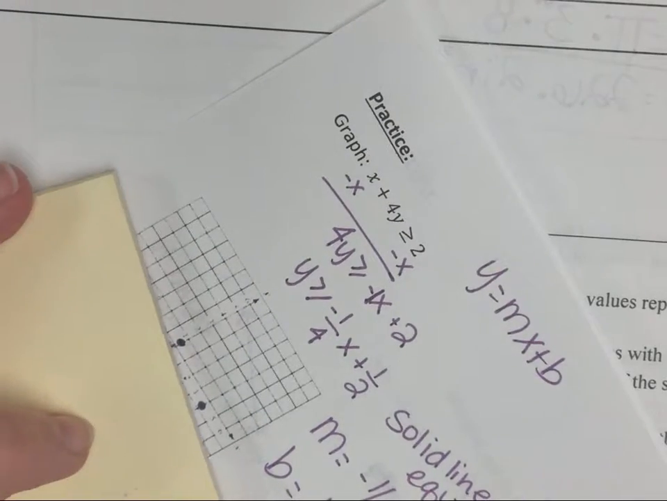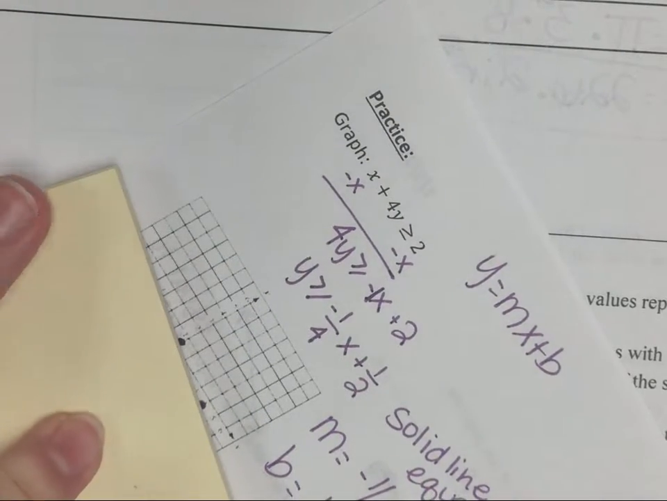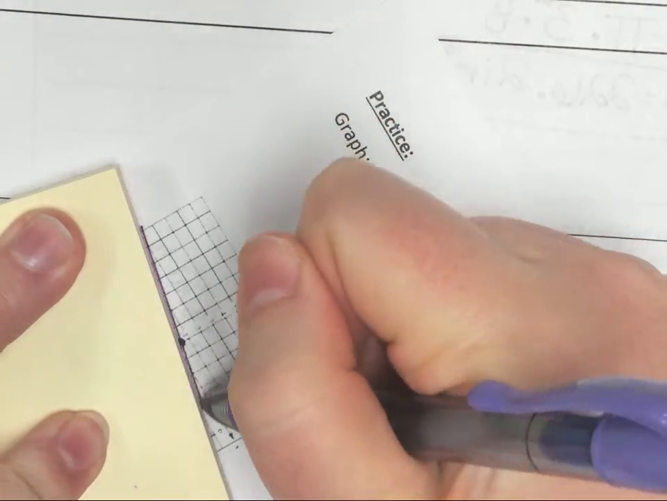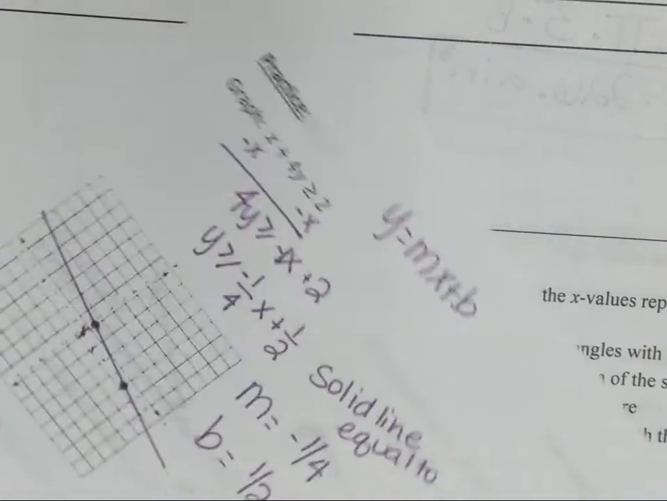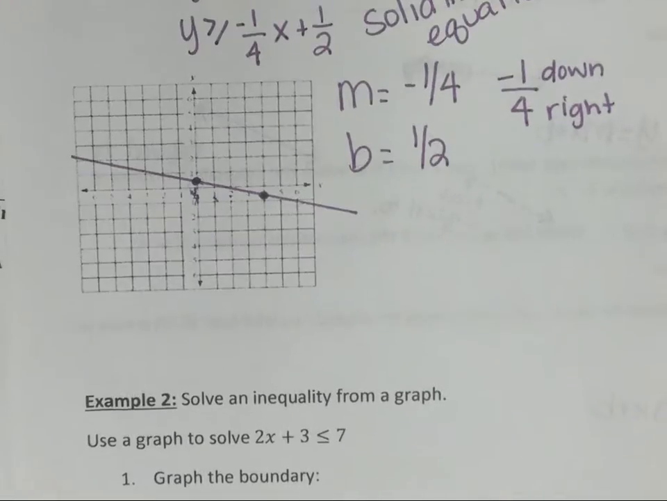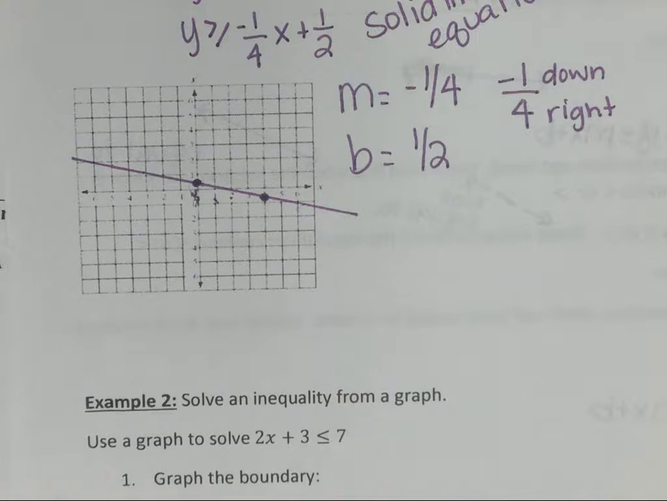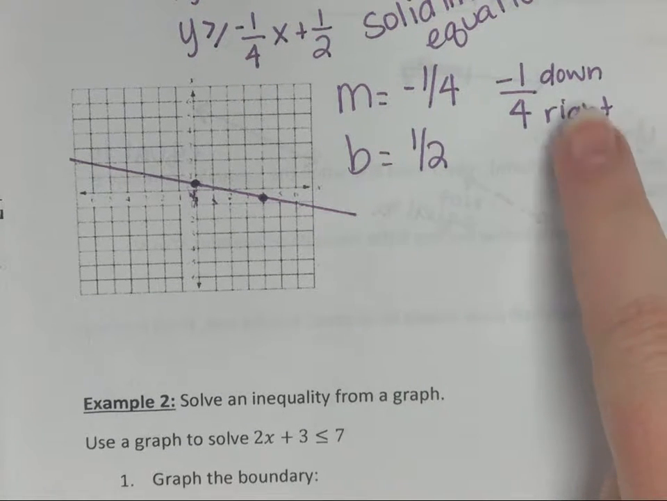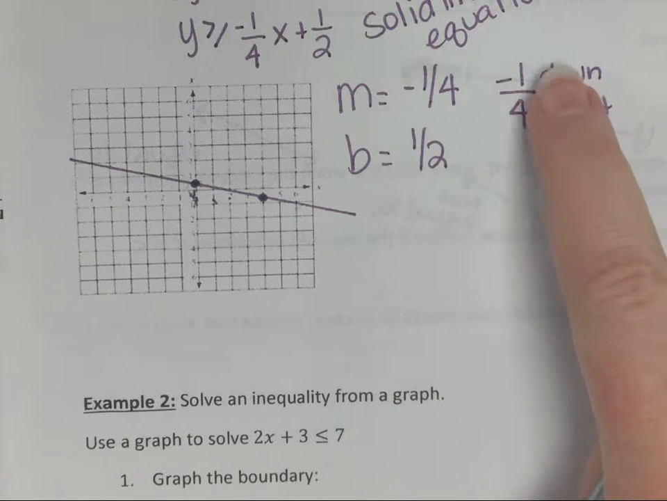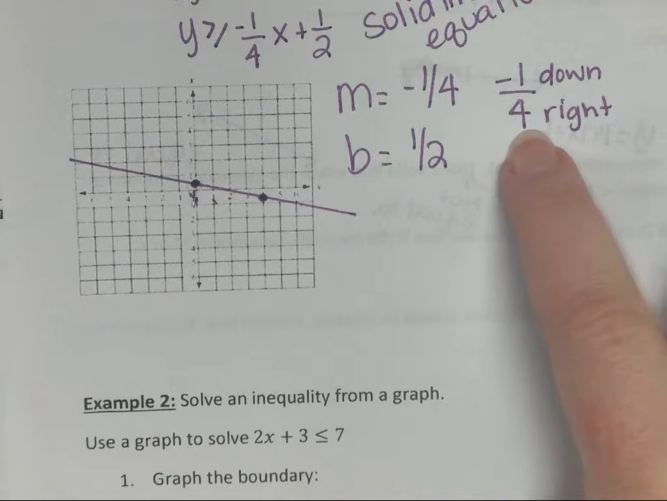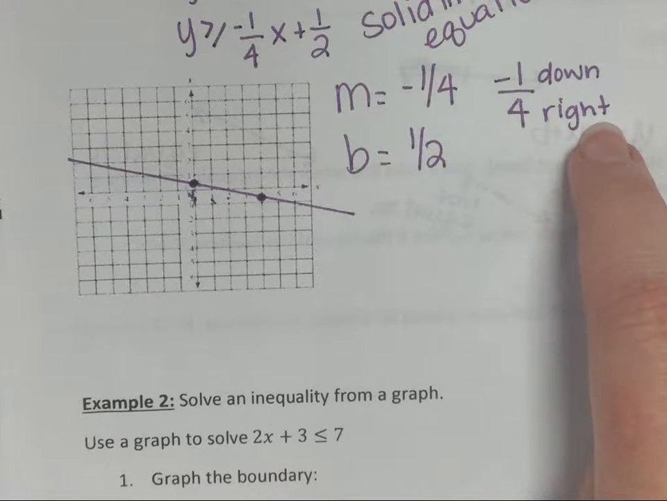I have to turn my paper to line it up. Wouldn't it go down there? And then rise over run. Rise is at the top, so down 1. Run is side to side, right 4.